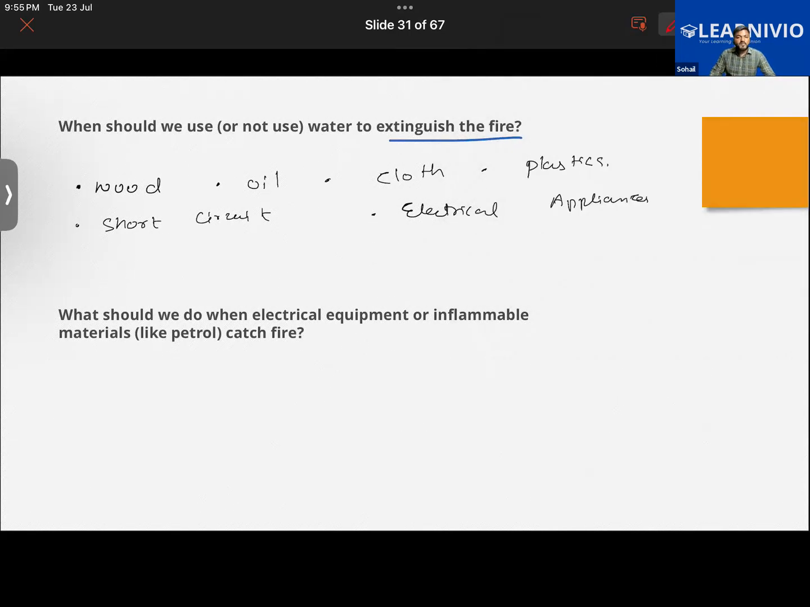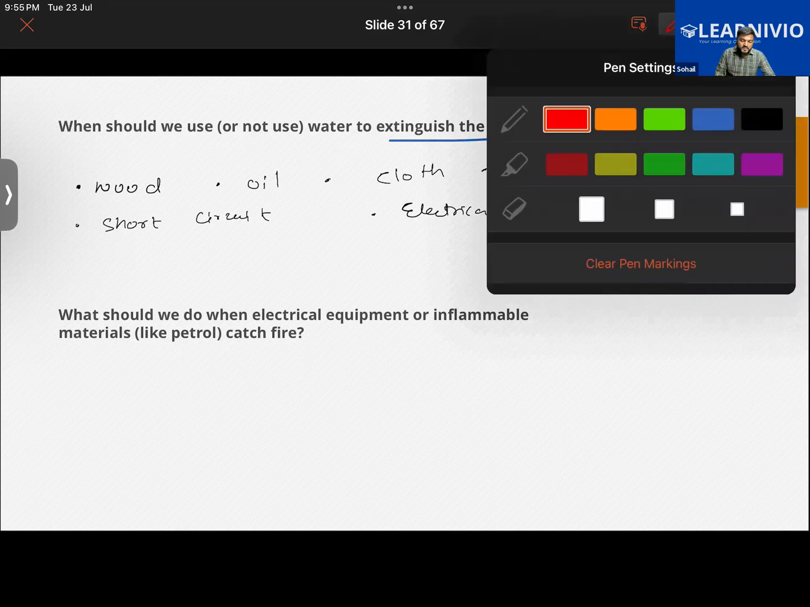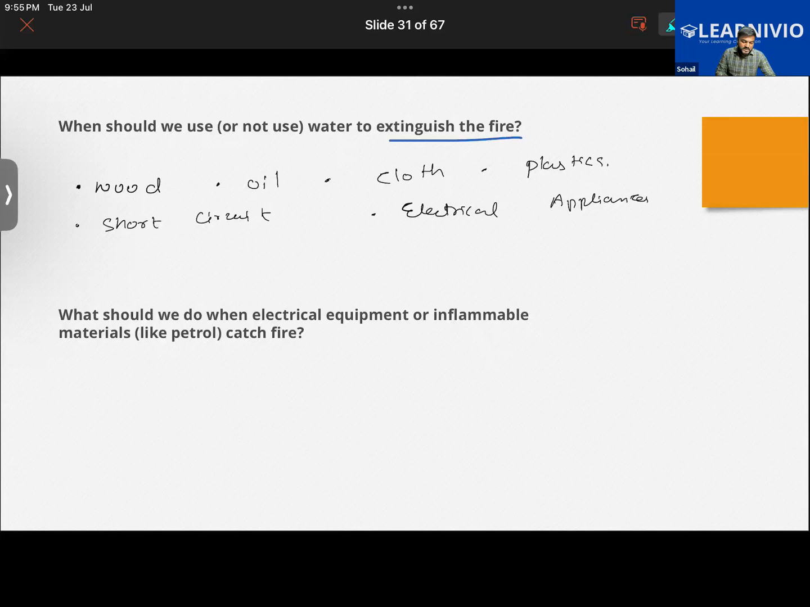So for oil, we can't use water. Good. That one I will be circling using this color. And for short circuit, yes, Aisha, short circuit, good. Electrical appliances, good, Ibrahim. And all the remaining ones, wood, cloth, and plastic, there you can use water for extinguishing the fire.